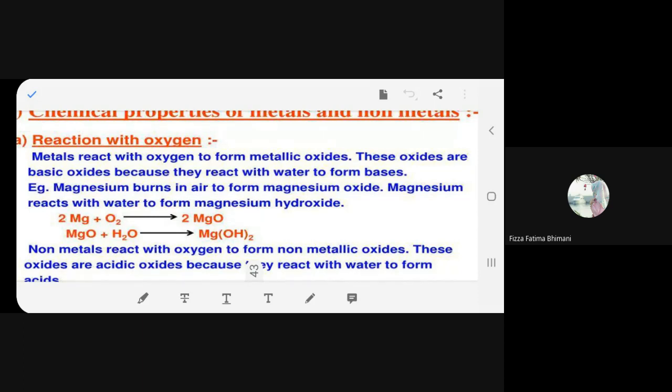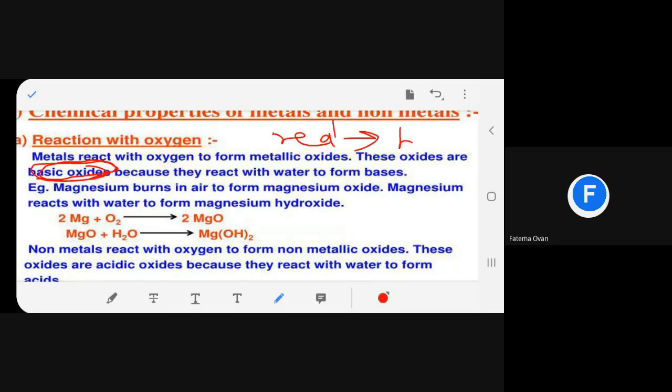Reaction with oxygen. Metals react with oxygen to form a metallic oxide. These oxides are basic oxides because they react with water to form bases. So how will you remember? What is the meaning of basic oxides? Red turns into blue. You understand? This is how you have to remember.